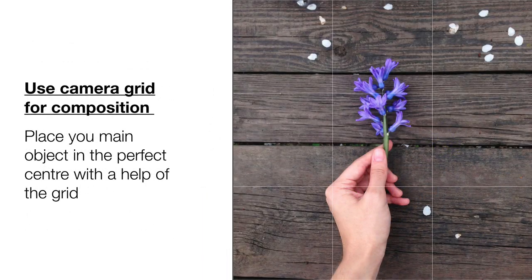Speaking of composition, if you shoot for an old school Instagram that is making square pictures, you may also want to ignore the rule of thirds and put your main object straight in the center. Square is an interesting format, but again, the grid on the camera will help you place your object in the perfect center too.